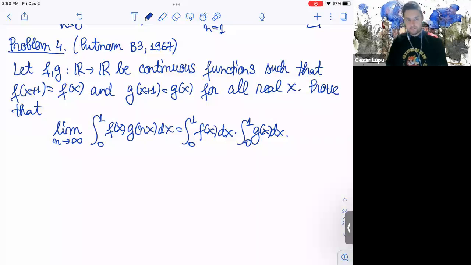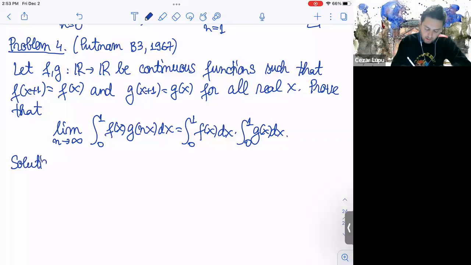Like I said, this looks like a property of the Fourier coefficients of an integrable function. The classical solution uses Stone-Weierstrass approximation by trigonometric functions, a combination of sine and cosine. But I would like to show you a more elementary solution. There are plenty of solutions to this one, but I'm going to show you my favorite one. So first, let's prove the lemma.